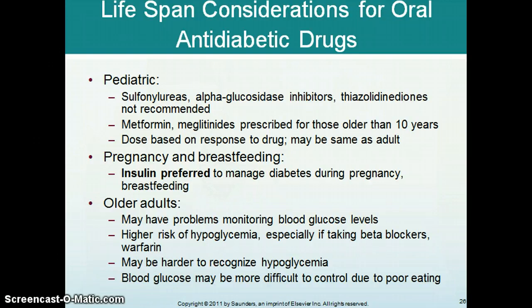For pregnancy and breastfeeding, insulin therapy injections are preferred to manage diabetes during pregnancy. Older adults may have problems monitoring blood glucose levels, they're at risk for hypoglycemia, and they may have a hard time recognizing signs and symptoms of hypoglycemia or hyperglycemia.